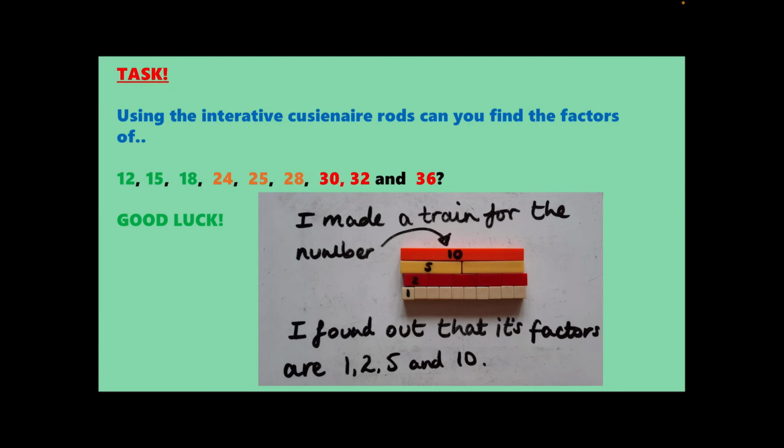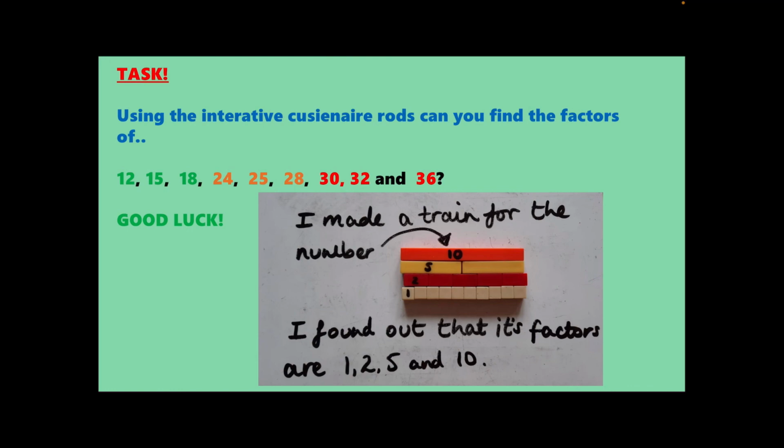Using the interactive Cuisenaire rods, can you find the factors of? Now you can see there is a green, an orange and a red challenge here. So if you want the green challenge, you can see that you find the factors of 12, 15 and 18. For an orange challenge, 24, 25 and 28. And for the red challenge, 30, 32 and 36.